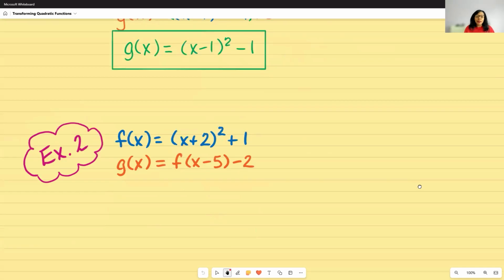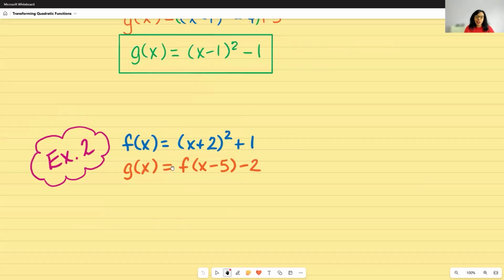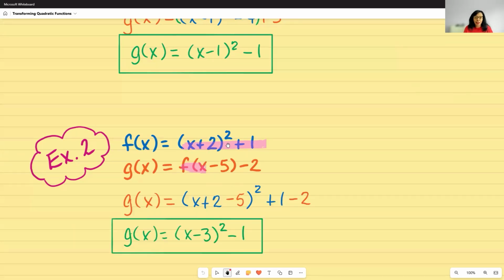Example 2. We still have an f of x and a g of x. We're going to substitute the entire f of x where it is asking for f of x and g of x. However, I notice that I have an h and I have a k. I'm going to take all of f of x and I'm going to replace it where g of x says to replace it, but g of x also has an h, which is -5, and it has a k, which is -2. I'm going to keep that, and I color coded it so hopefully you can see what's happening.